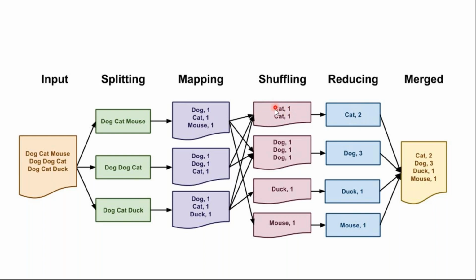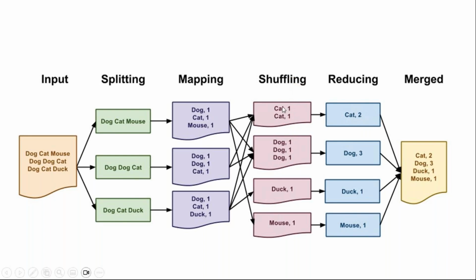So we are going to call it partitioner. So it is given to this particular partitioner. Then dog is given to this particular partitioner. Duck is given to this particular partitioner, and mouse is given to this particular partitioner. So we are using 4 partitioners over here, and the number of partitioners is equal to the number of partitions.